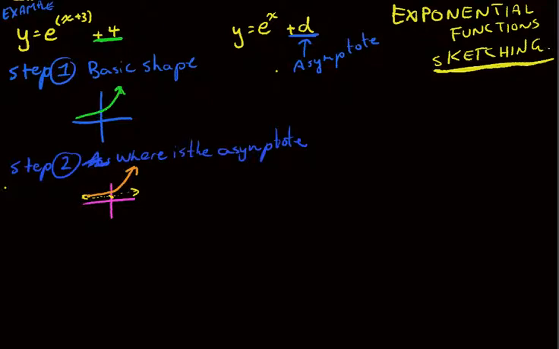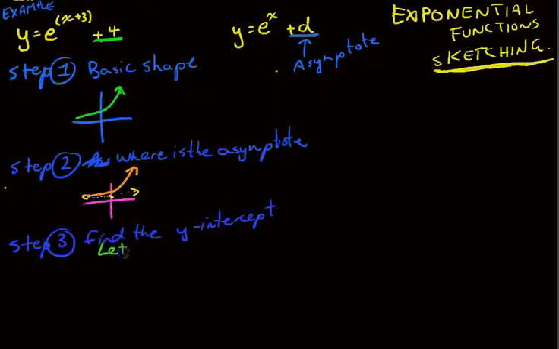Now you can see that this is never going to have an x-intercept. It's going to have a y-intercept, but it's never going to touch the x-axis. That goes for all exponential functions: they are going to have a y-intercept. So that's something that we can add to our sketch. Step 3 is find the y-intercept. Now remember, to find the y-intercept of anything, you should let x equal 0. So I'm going to do that now.